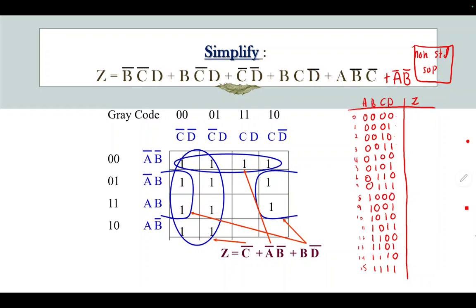First of all, you can make a truth table to allocate the 1s, which makes them easy to locate in the K map. B bar C bar D is 0, 0, 1. B C bar D is 1, 0, 1. C bar D bar is 0, 0. B C D bar is 1, 1, 0. A B bar C bar is 1, 0, 0. A bar B bar is 0, 0.